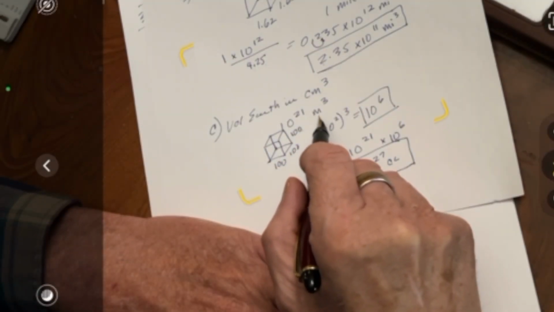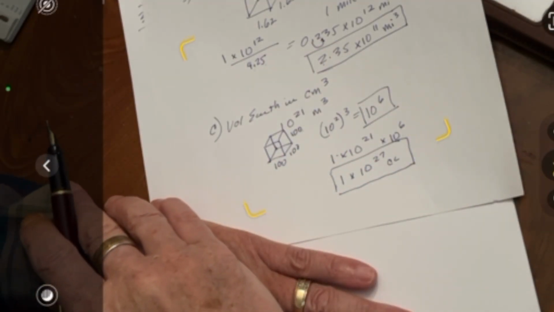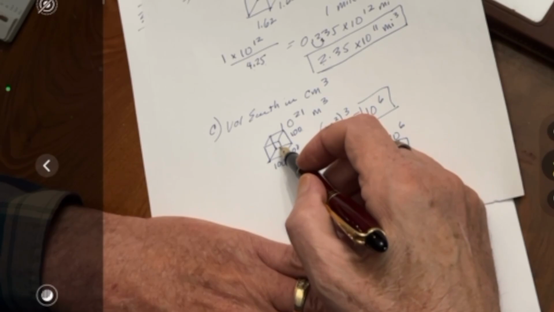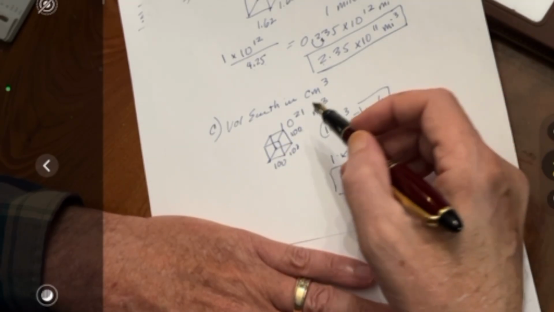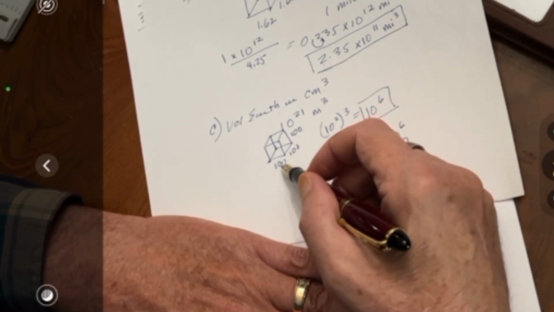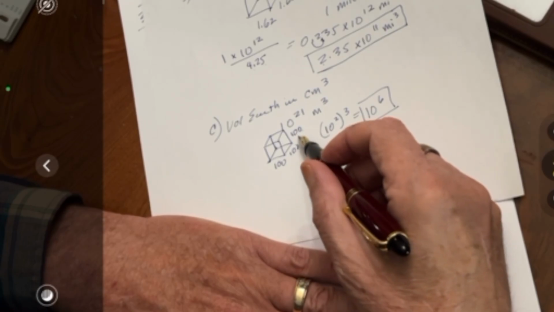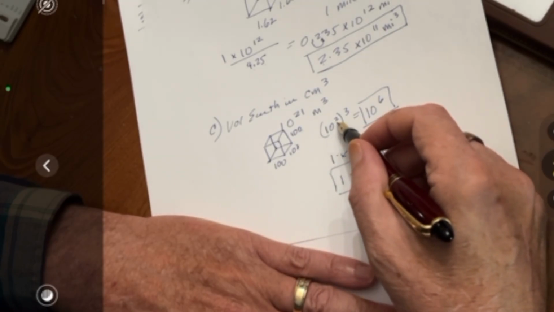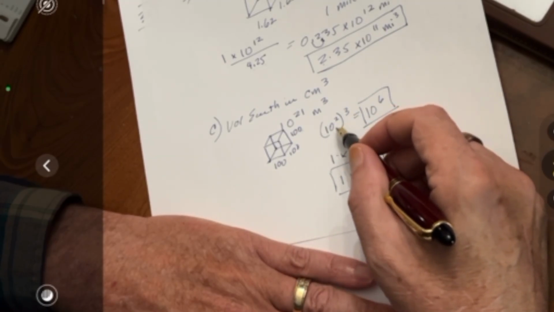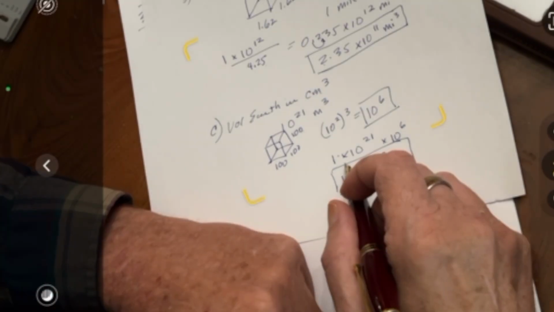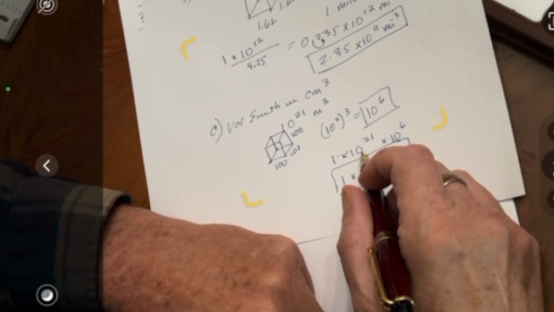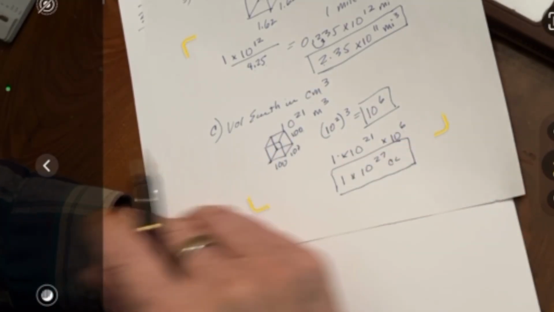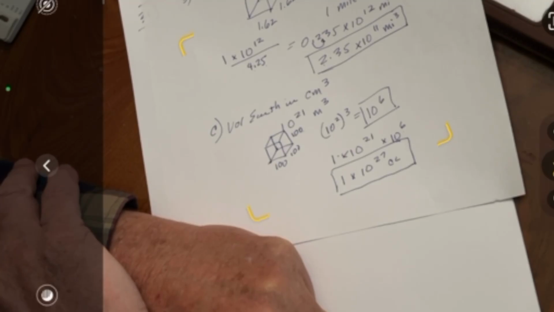The Earth's volume is approximately 10 to the 21 meters cubed. So let's take a cubic meter. How many centimeters are in a meter? Well, 100. So that would be 100 times 100 times 100, 10 to the 2 raised to the power of 3, gives us 10 to the 6. All we have to do is multiply 10 to the 21 by 10 to the 6, and we end up with 10 to the 27th cubic centimeters.